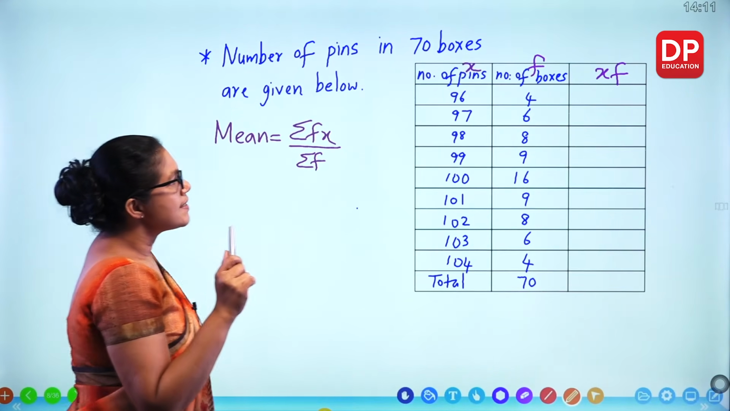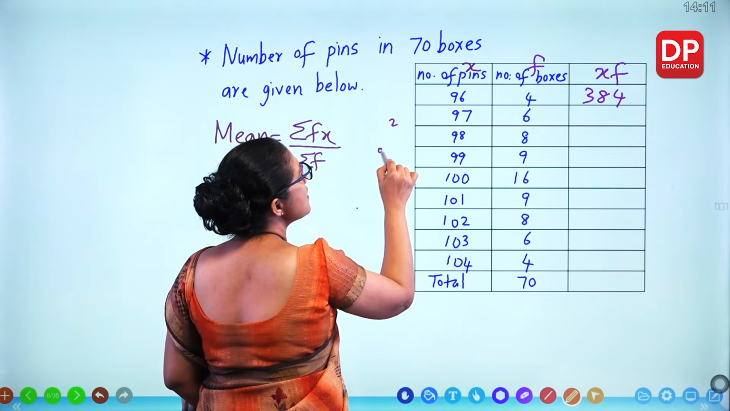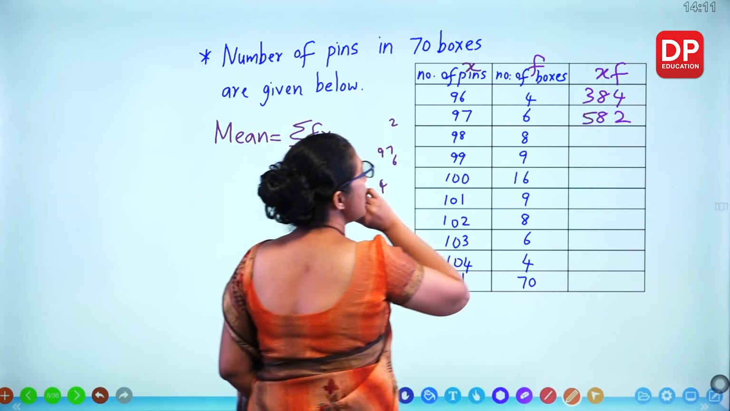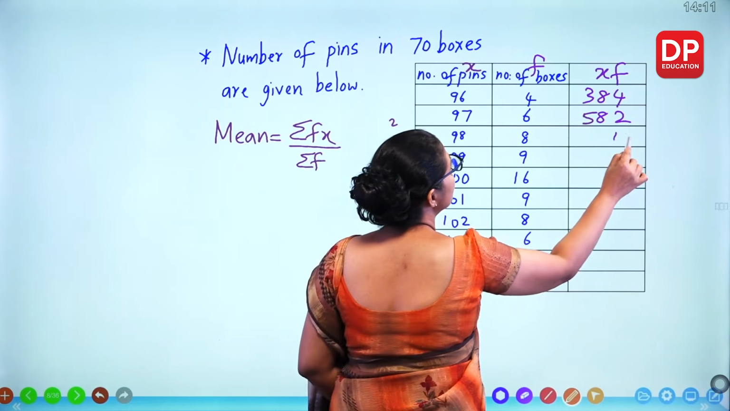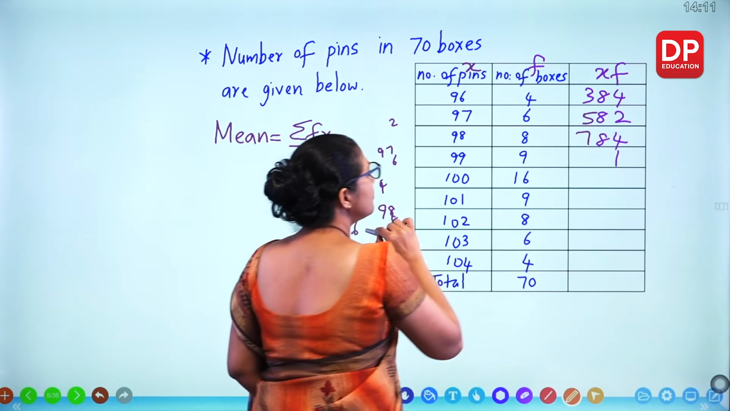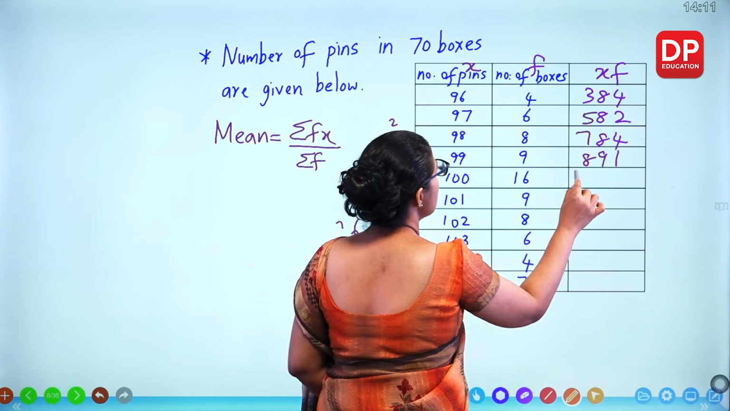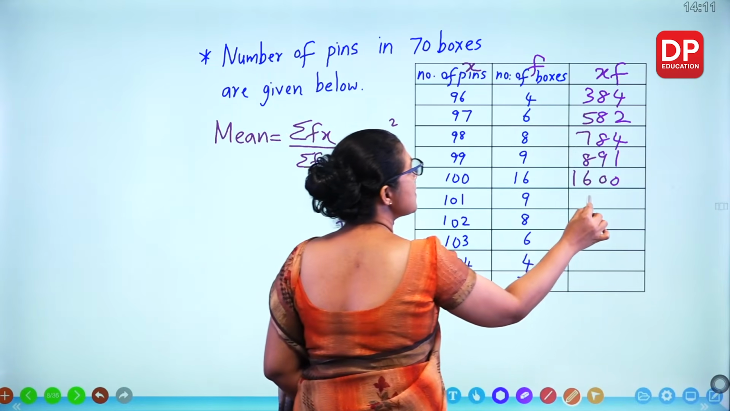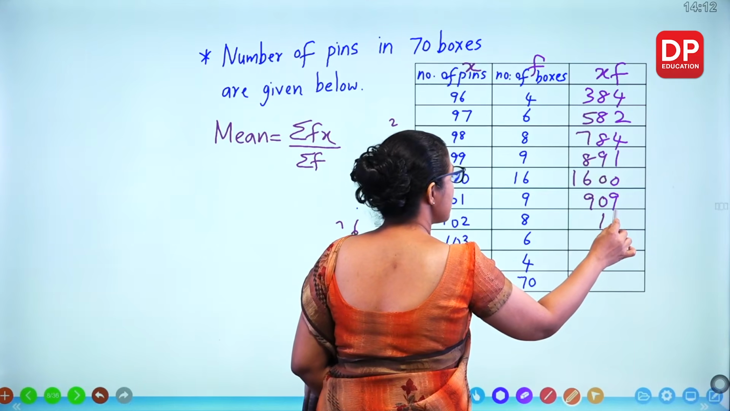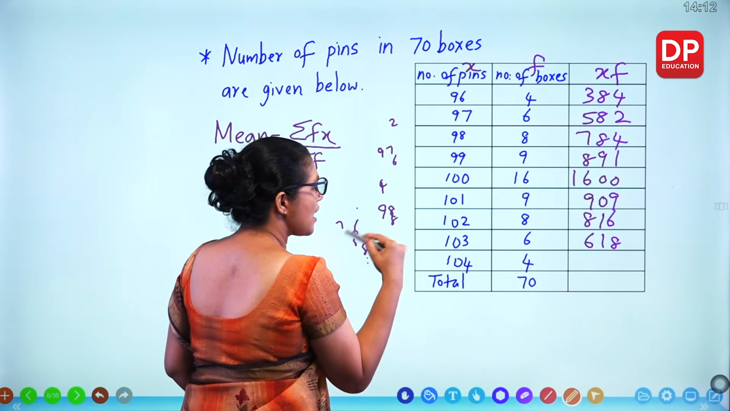So multiply now. 96 times 4, 384. 97 times 6, 582. 98 times 8, 784. 99 times 9, 891. 100 times 16, 1,600. 101 times 9, 909. 102 times 8, 816. 103 times 6, 618. 104 times 4, 416.